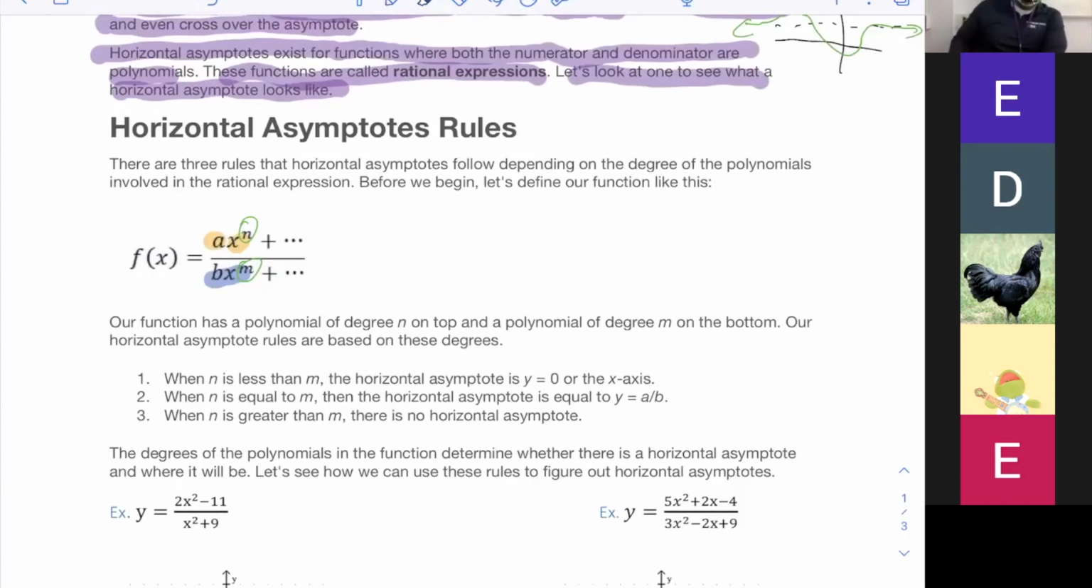All right, so here are the 3 rules. When n is less than m, the horizontal asymptote is y equals 0, or the x-axis. So this is the example of if I have y equals x over x squared minus 1. If you look at the exponents here, this is 1 and this is 2. Since 1 is less than 2, this would have the asymptote of y equals 0.